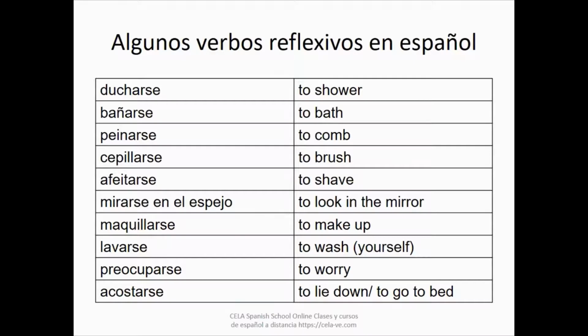As we said, many self-care verbs are reflexive. But we also use the pronoun se for actions that occur without will in an automatic way, such as preocuparse, to worry, olvidarse, to forget, caerse, to fall.